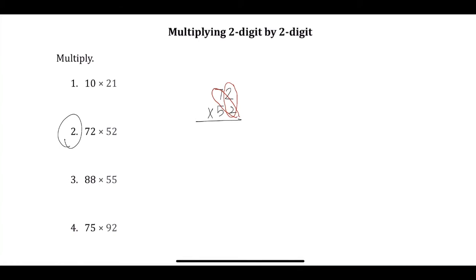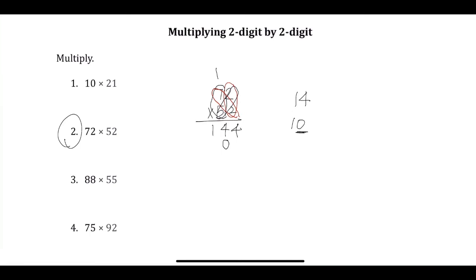Now 2 times 2 is 4, so I place it here. 7 times 2 is 14. Now 14 is 2 digits, but it does not matter because it's the last one, so you place it like this. Now we're going to do 5 times 2 and then 5 times 7. 5 times 2 is 10. Now this one matters. There are 2 digits, so the 0 goes here, and the 1 goes up here.